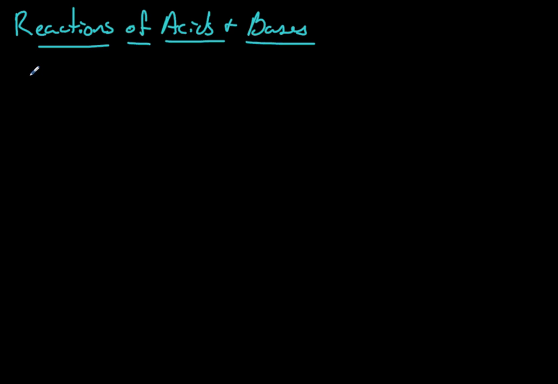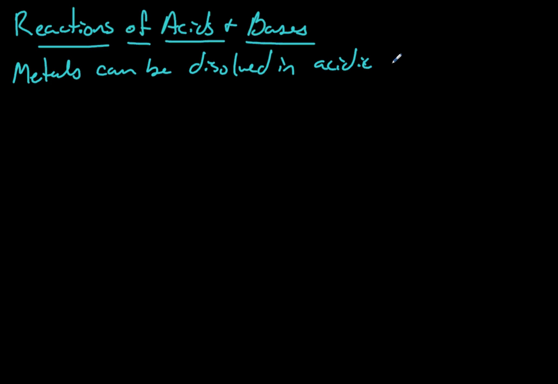So the first one is one that we've sort of experienced before, and that's the reaction of a metal in an acid. Metals can be dissolved in acidic solutions. This is why you want to keep your metal materials away from acids if you can.